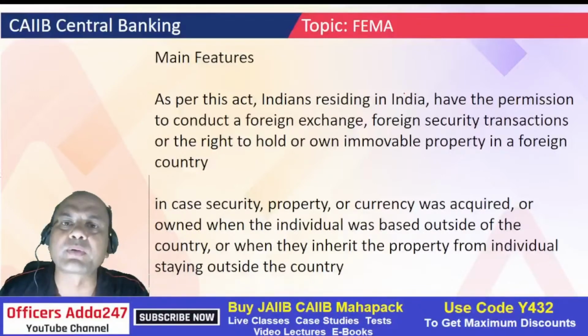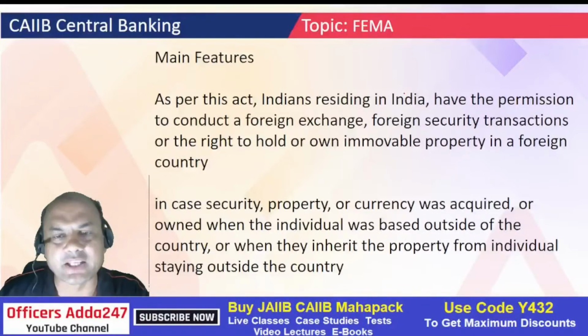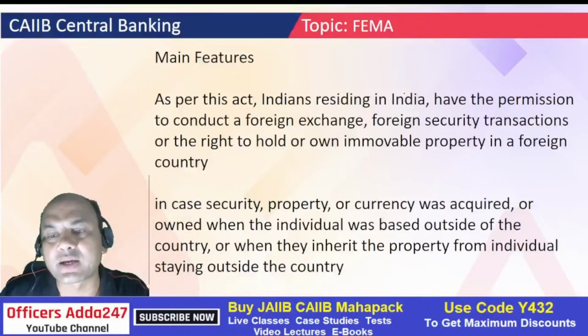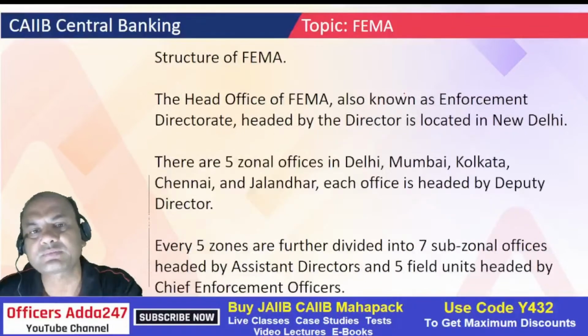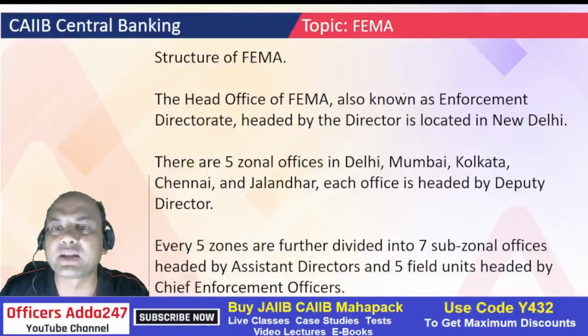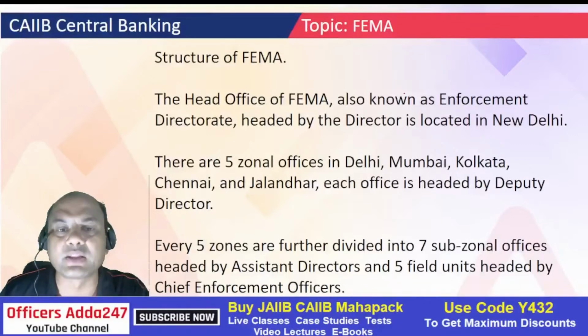Each of these 5 zones is further divided into 7 sub-zonal offices. Means Delhi will have 7 sub-zones, Mumbai will have 7 sub-zones, and all of them similar. Now the question which comes in the exam is who heads whom? Sub-zonal offices will be headed by assistant directors, and field units headed by chief enforcement officers. So these field units will be headed by chief enforcement officers. Let me write this because these are all exam questions.